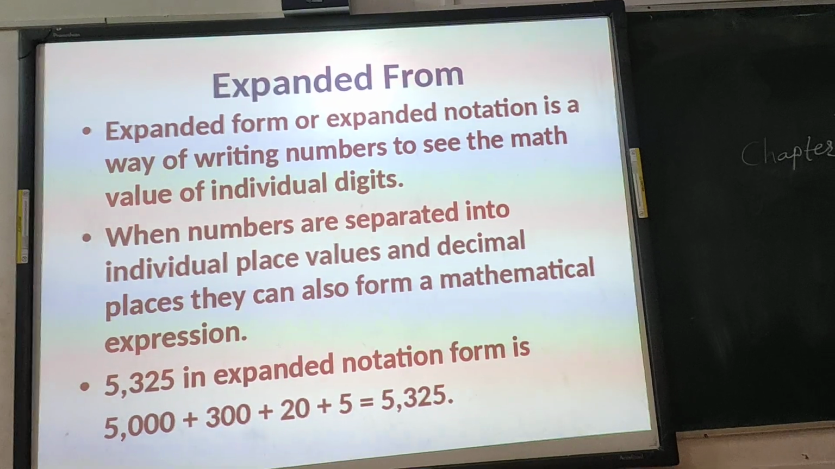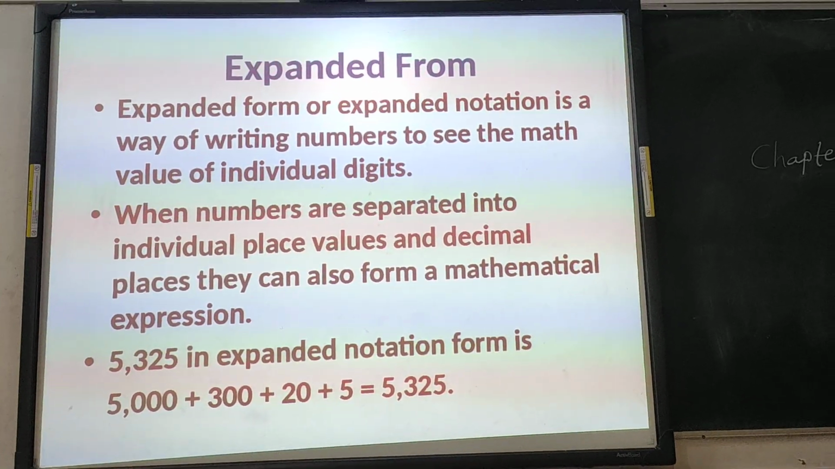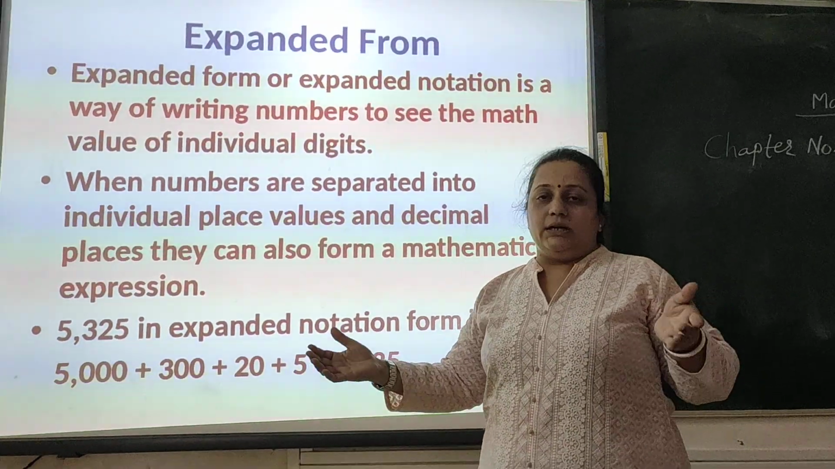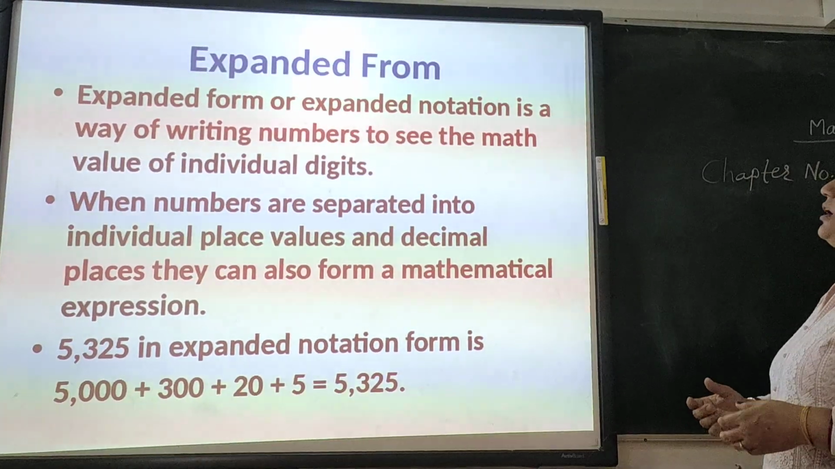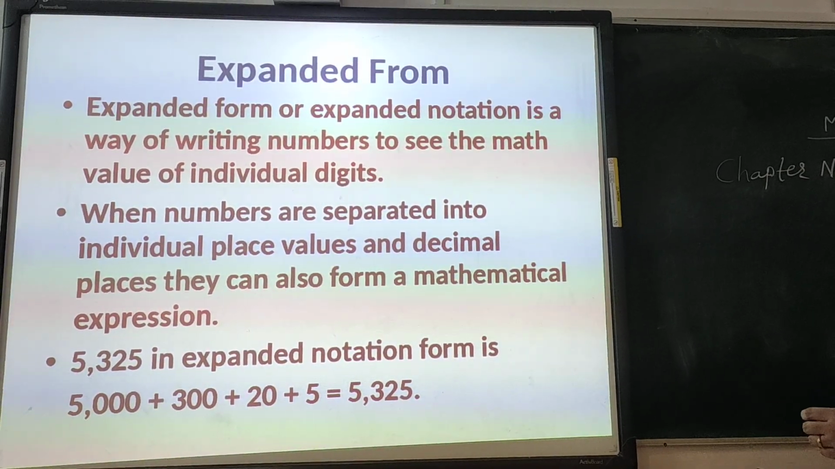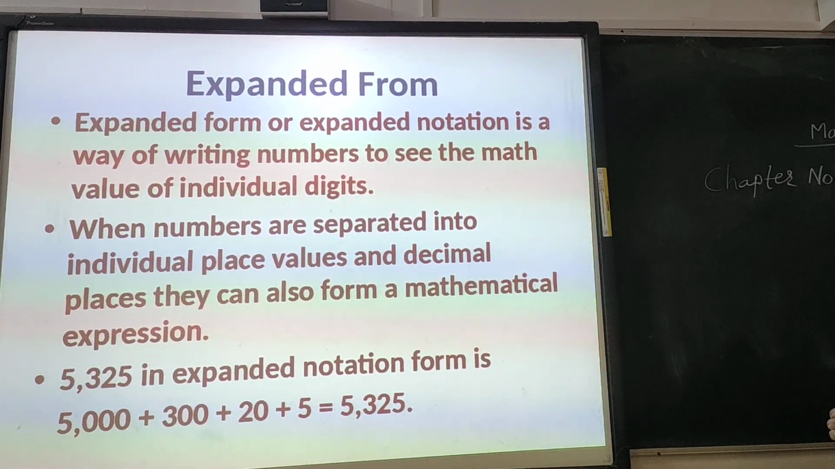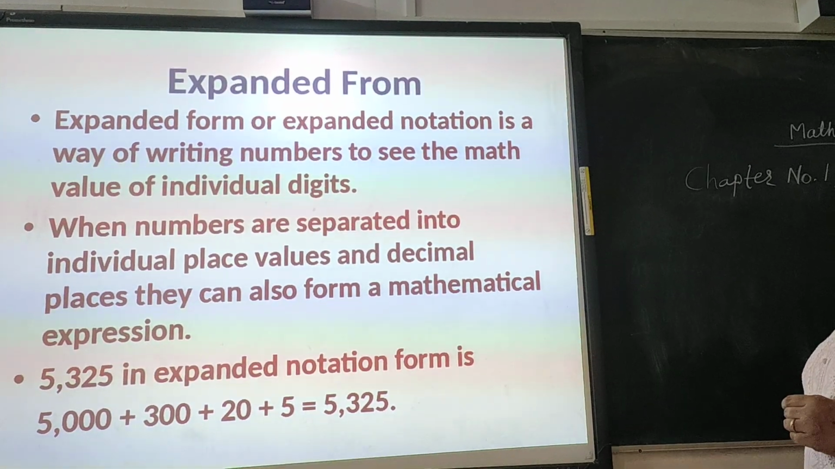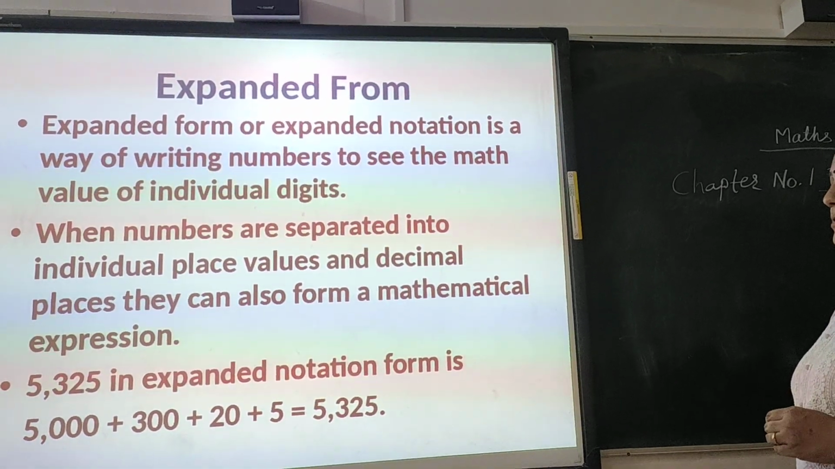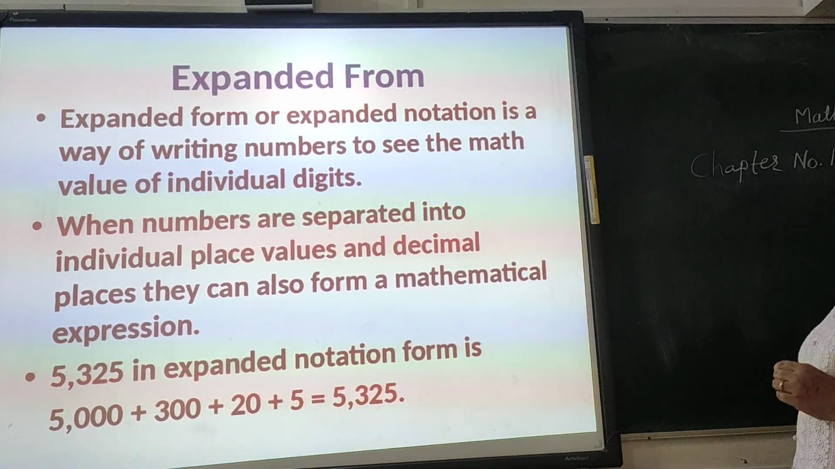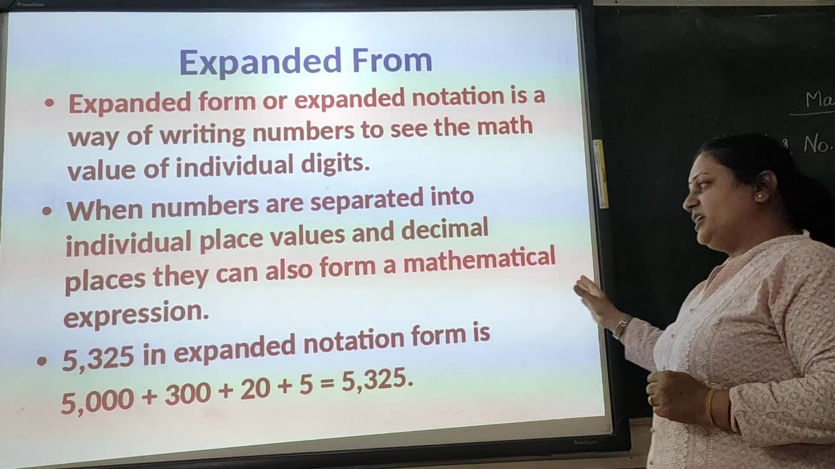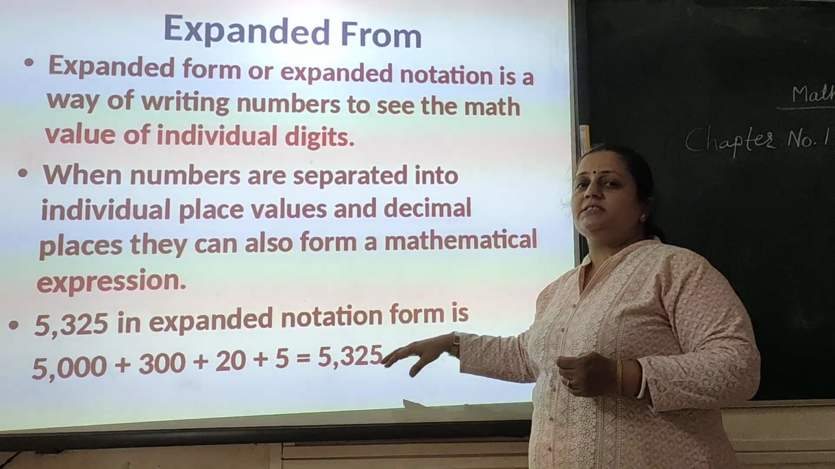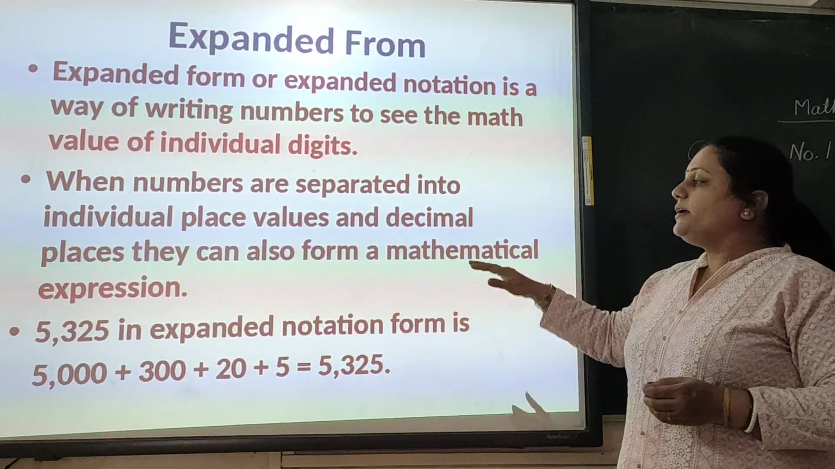So now the next topic is expanded form. What is meant by expanded form? It means we have to expand a number, make it bigger. Expanded form or expanded notation is a way of writing numbers to see the value of individual digits. When numbers are separated into individual place values and decimal places, they can also form a mathematical expression. This mathematical expression you will study in class 6, and decimal places you will learn in the next term or next class.